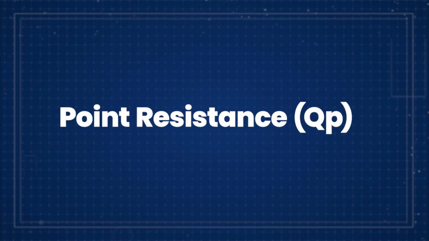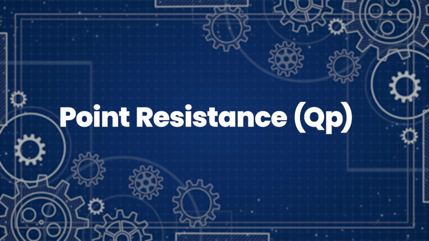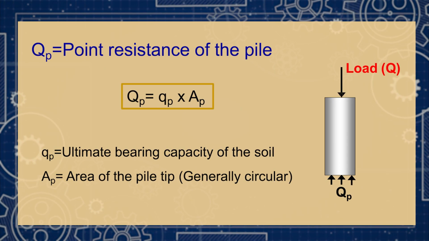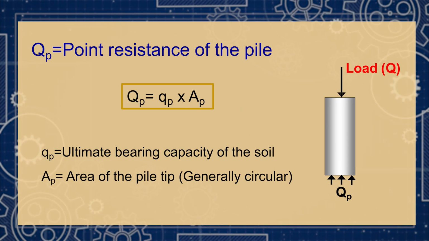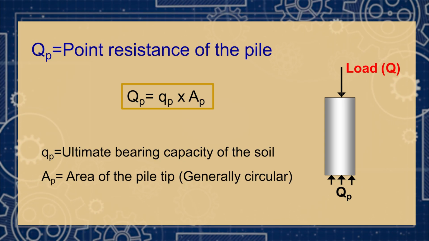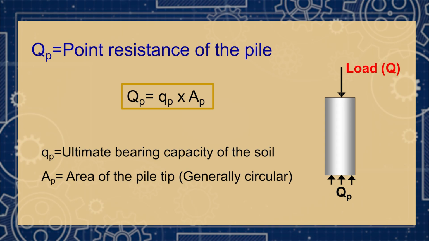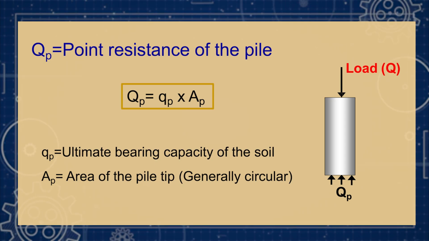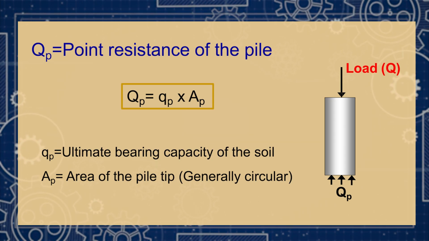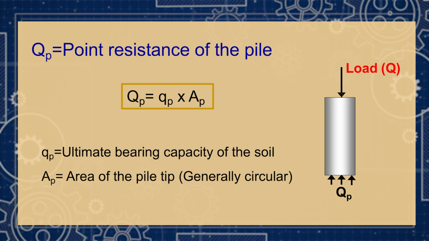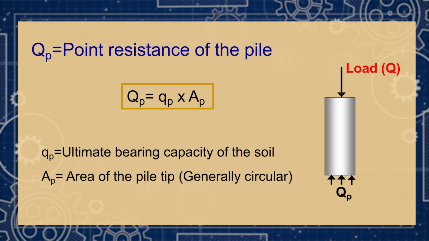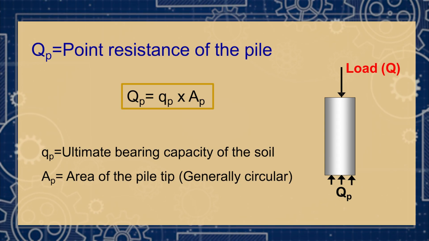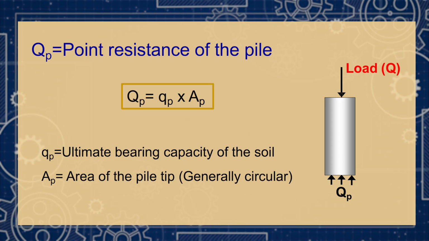Now we will understand how each component is important in pile design. First is point resistance, nothing but end bearing pile. There will be no load taken by the soil; it will be taken directly by the rock, that is, till the pile tip. This load will be denoted by capital Q. This is the expansion: QP into AP, where QP is the ultimate bearing capacity of the soil and AP is the area of the pile. Generally this will be a circular pile. When we are designing bored cast in situ piles, it will be a circular pile.